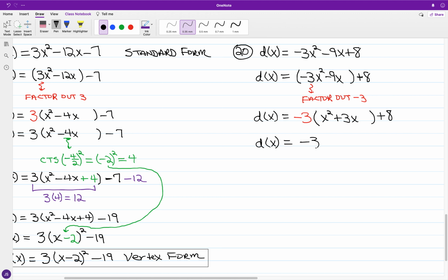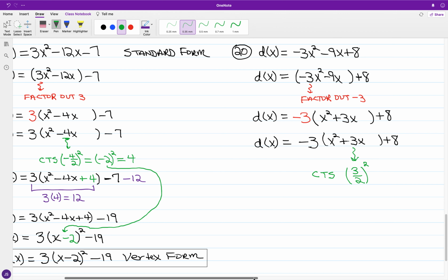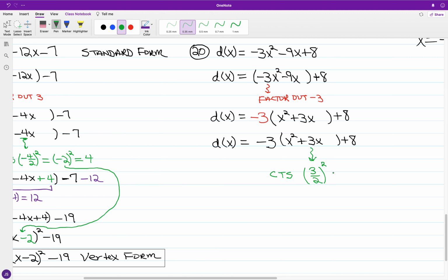After factoring out negative 3, the first term in the parentheses is again x squared, so once again we have the capacity to complete the square. There's going to be a bit of a different dynamic this time, because we're looking at taking half of an odd number. I'm taking half of 3 and then squaring. So for completing the square, I'm going to take the square of 3 halves, and 3 halves times itself is going to be the fraction 9/4.